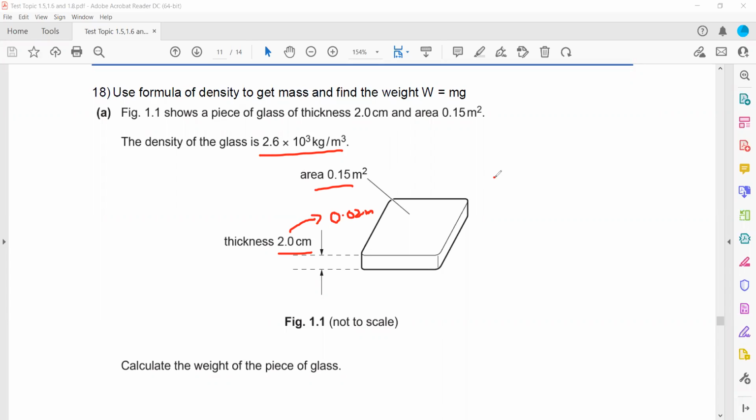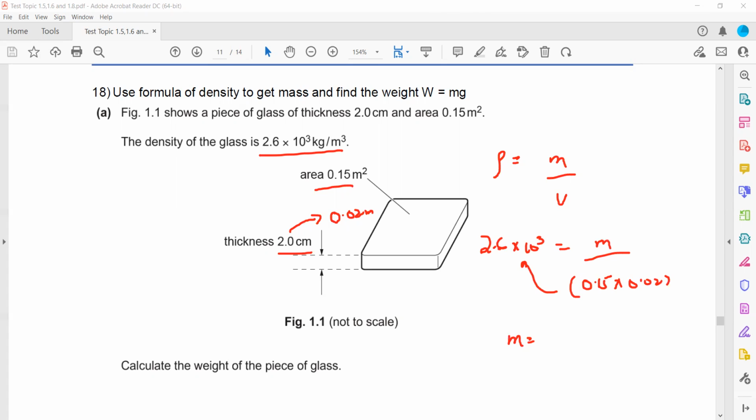Then we'll use the formula. Density is mass over volume. So density is 2.6 into 10 to the power 3. Mass we don't know, and the volume is area multiplied by height, or area multiplied by length or thickness. So 0.15 multiplied by 0.02. This whole is divided; on the other side it will be multiplied.